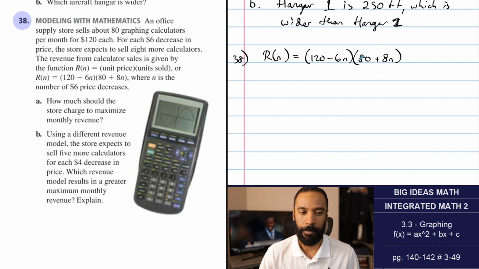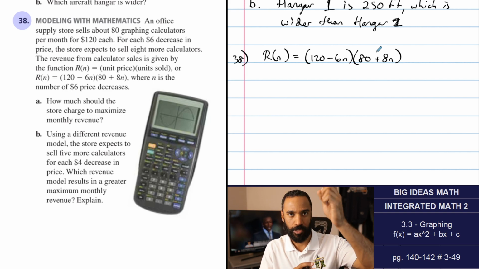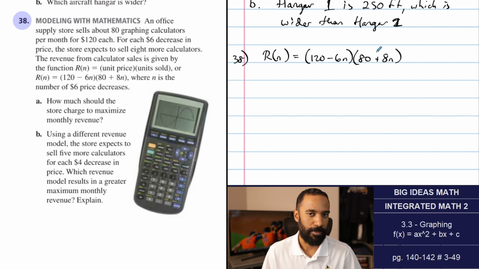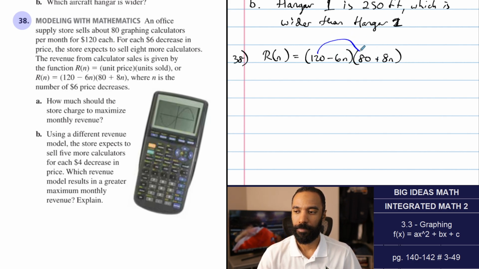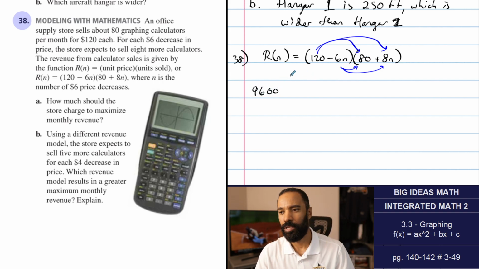To make further sense of the problem, the first question: how much should the store charge to maximize monthly revenue? We're trying to figure out what the price point should be to get a maximum. Sounds like vertex related things. So to get a vertex, we're going to need to use negative b over 2a. To use negative b over 2a, we need an equation in standard form. To get that, we have to multiply. We have to FOIL. So, multiplying all these things out, first, outside, inside, last, that kind of thing. 120 times 80 is 9,600.